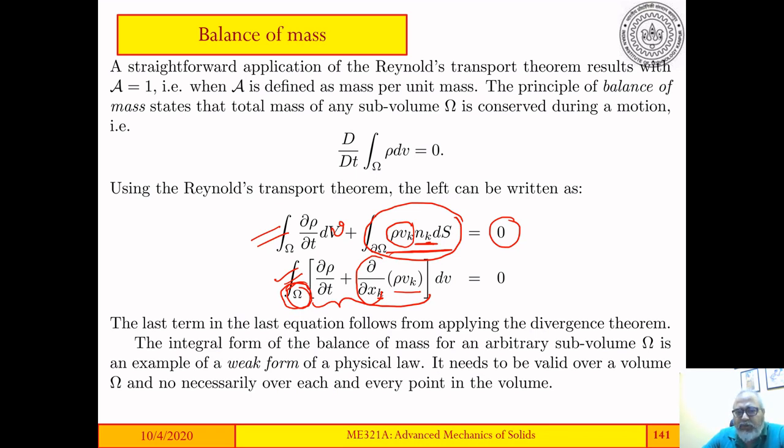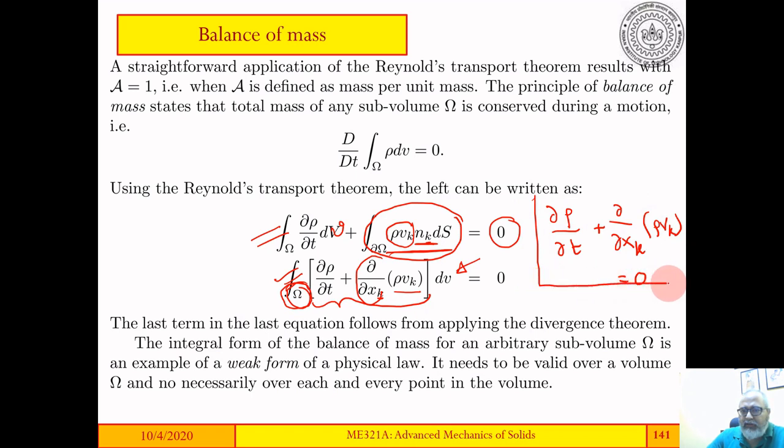So this is known as the localization argument, and the localization argument tells me that for this to be valid for any arbitrarily small omega volume, I must have del rho/del t plus del/del x_k of rho v_k equal to 0. This is the law governing balance of mass. This is called the local balance of mass or continuity equation.